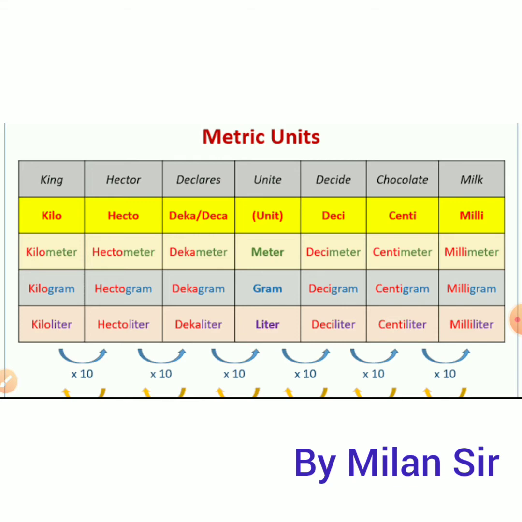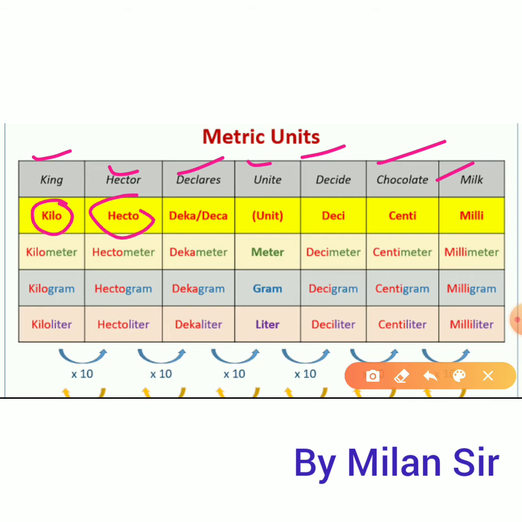First of all, King Hector declares unit decide chocolate milk. Now from King, the first unit is kilo. Then from Hector, hecto. Then from declares, deca, we can write it as DEK, otherwise DECA.